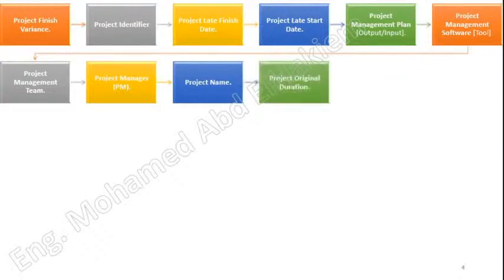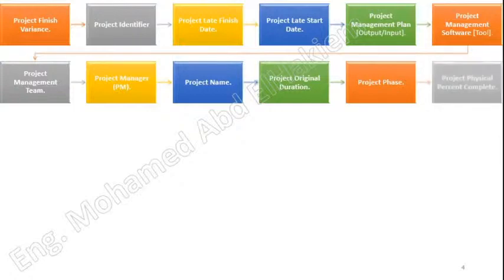Sometimes also known as project title. Project original duration. The initial estimate of the total number of work periods in calendar units needed to complete a project. Typically determined from the initial longest network path of the project. Project phase. A collection of logically related project activities, usually culminating in the completion of a major deliverable. Project phases, also called phases, are mainly completed sequentially, but can overlap in some project situations. Phases can be subdivided into subphases and then components.